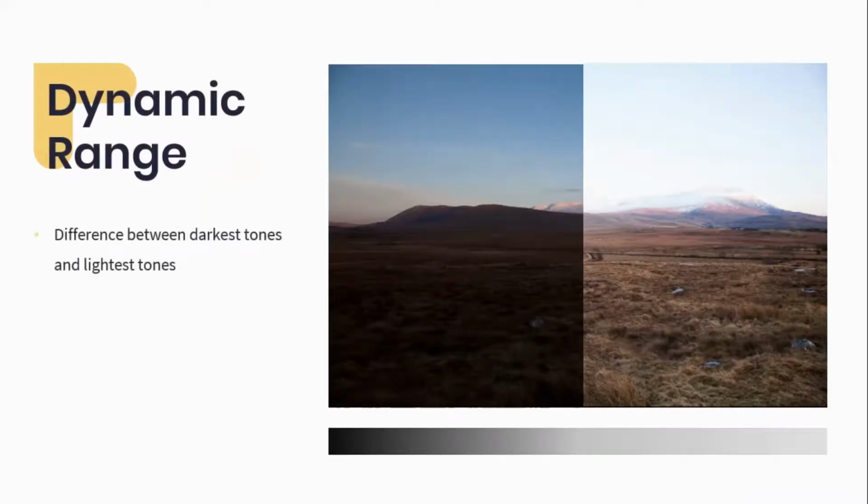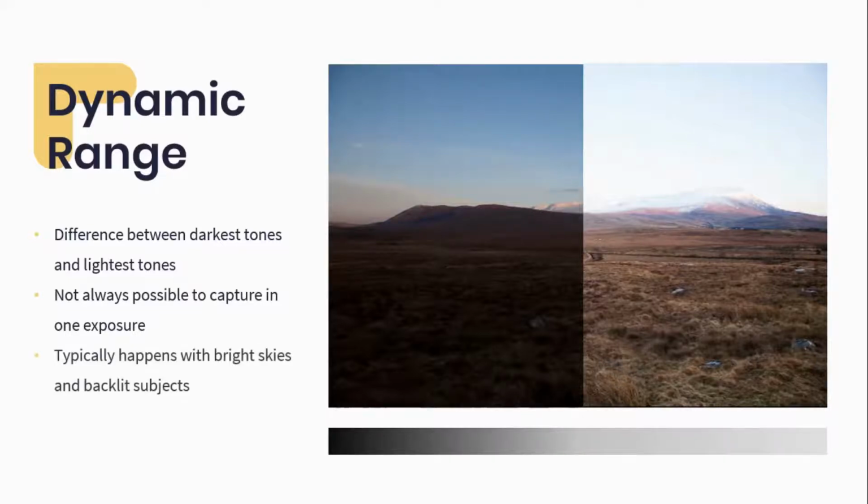And dynamic range basically is the difference between the darkest and the lightest tones in our photographs. And it's not always possible to capture them in one exposure, and this is particularly troublesome when we are photographing landscapes. It typically happens when we've got bright skies and backlit subjects. So if we have a look at this example here, we can see that I've basically broken it down into 4 sections. I have a correctly exposed sky in my left hand image, but my foreground is underexposed.